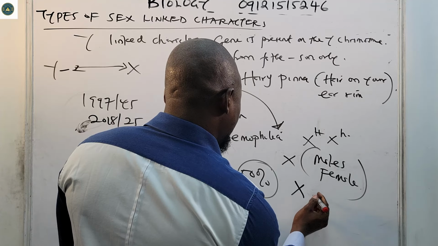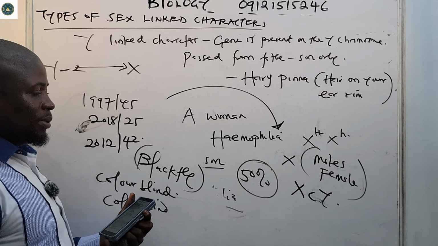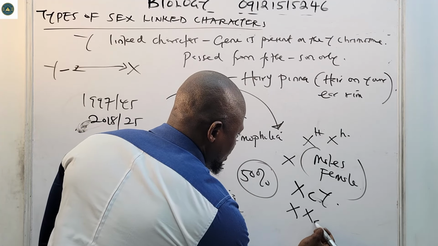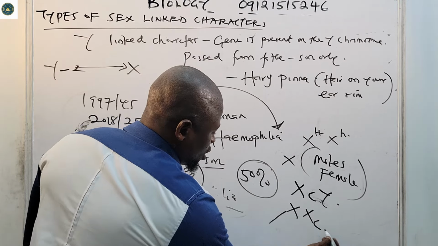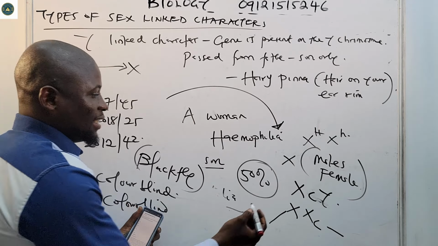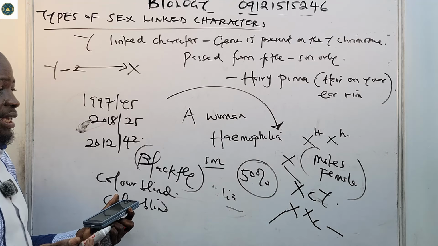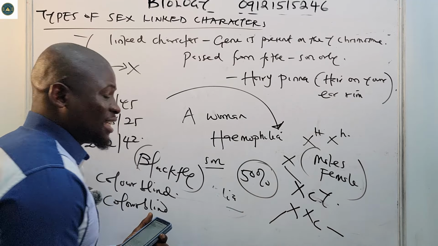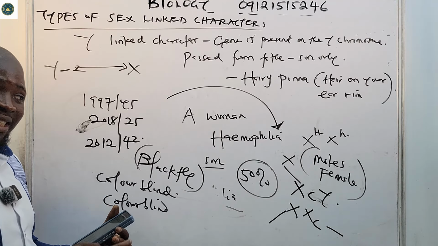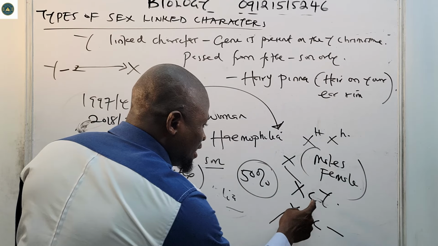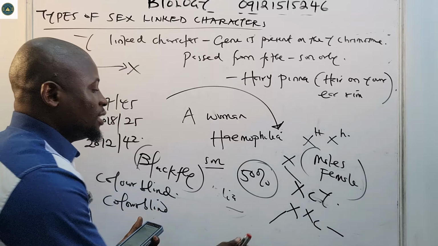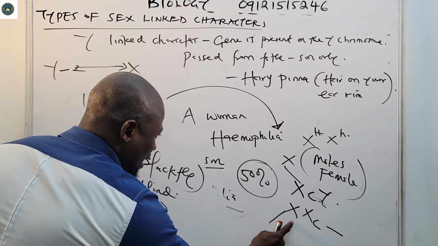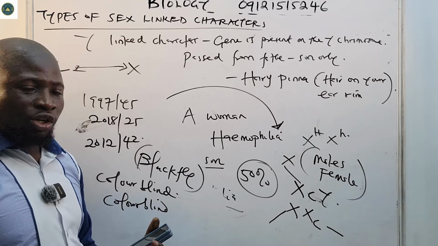XCY is colorblind. Then the mother is a carrier, so XXC. This one is the normal gene, and this one is the carrier gene. The man is colorblind, obviously. Like we told you, most sex-linked traits are X-linked, so that's why you are seeing this colorblind on the X. The man is colorblind, the woman is a carrier, but she has a normal gene also.